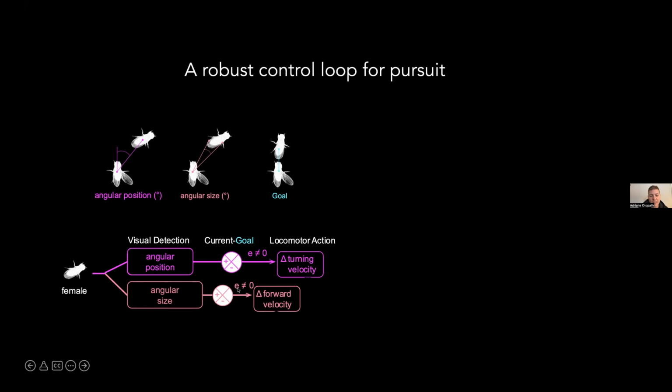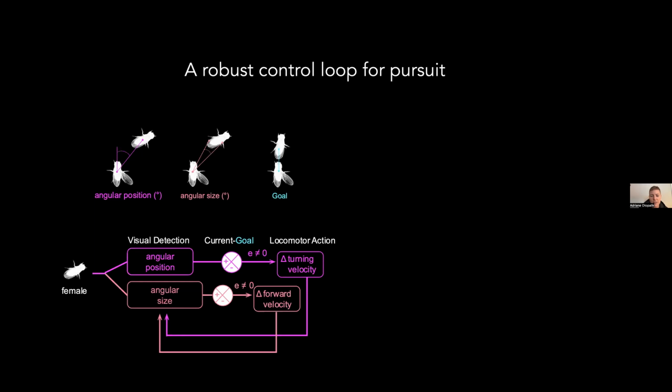And by calculation of such an error, he might be then modulating his turning velocity and forward velocity. And this feeds back to his visual detection. And this sort of continues on loop until copulation commences.